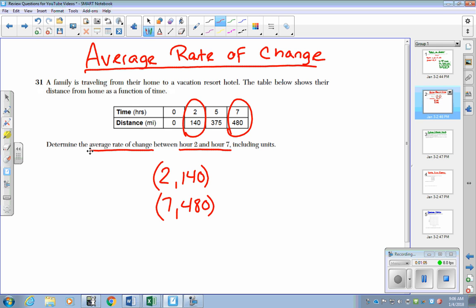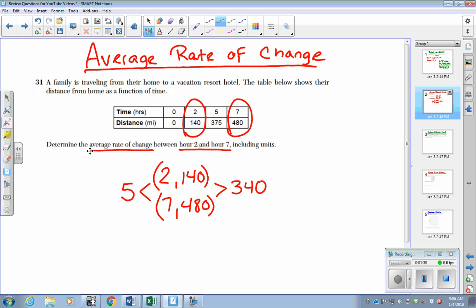Now, to find that average rate, what we have to do is subtract the x and y values. So I tell my students to do bottom minus top. In this case, you got 7 minus 2, which would be 5. And you have 480 minus 140, which would be 340.